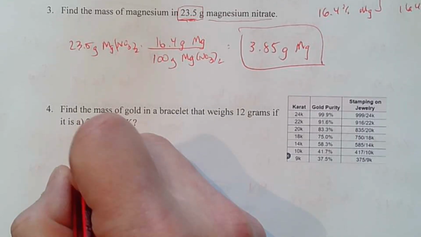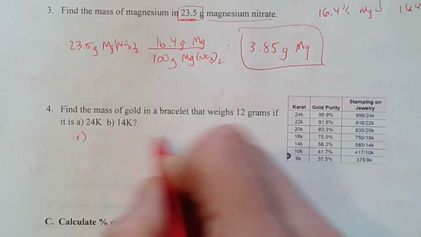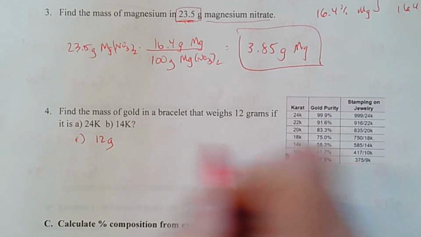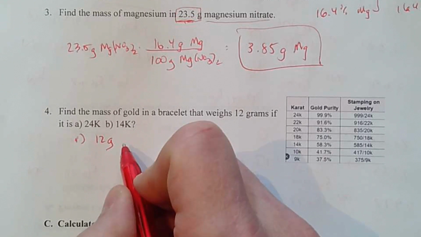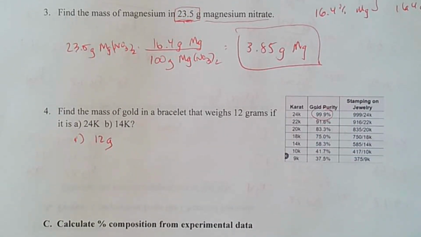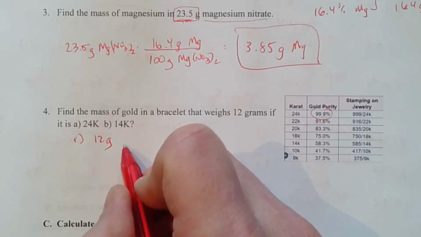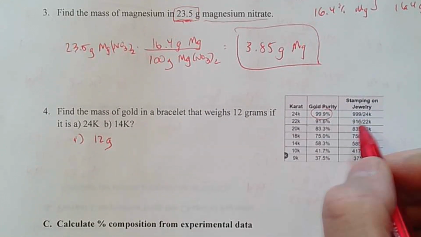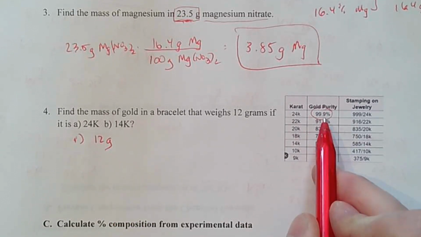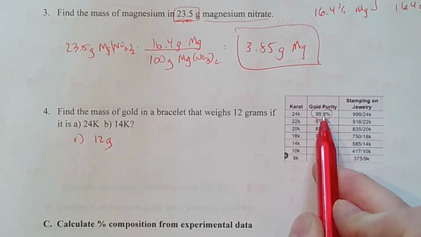But in part A, if we assume that this 12 gram bracelet is 24 karat, that means the purity is 99.9% gold, which is pretty pure. There's a couple ways to do this. You could just multiply this by this percentage changed back into a decimal, which would be 0.999.